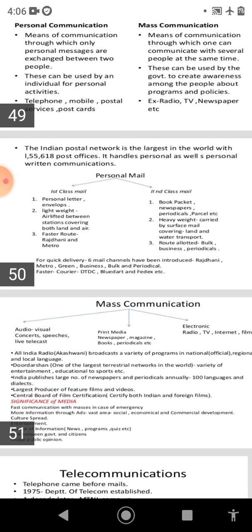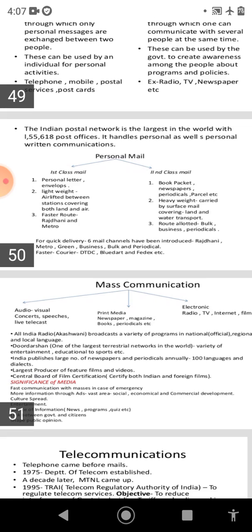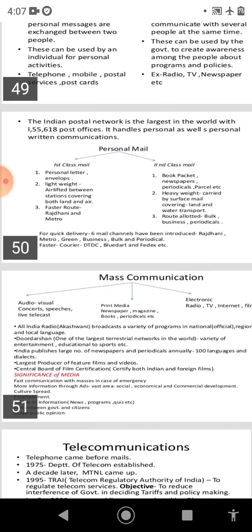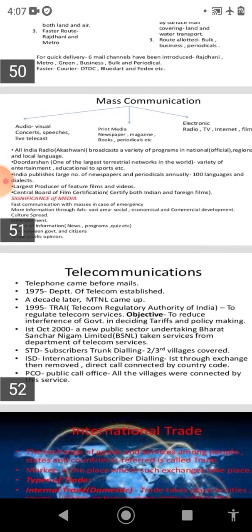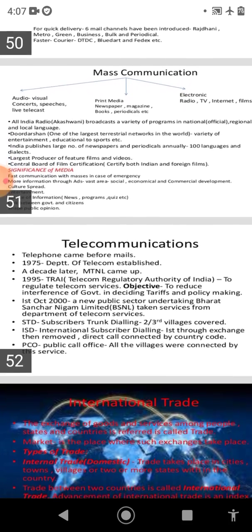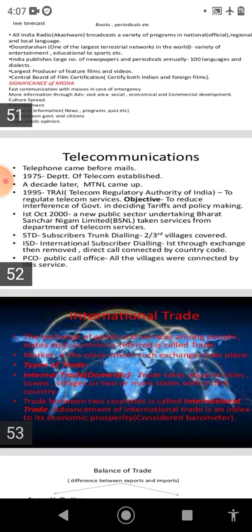India is the largest producer of feature films in the world. It produces short films, video short films. The Central Board of Film Certification is the authority to certify both Indian and foreign films in our country. About international trade, we will discuss in the next video.